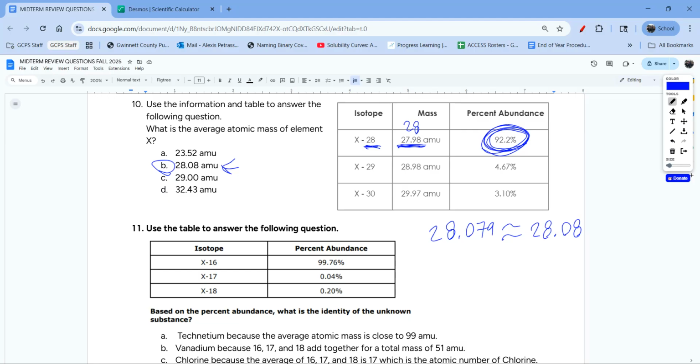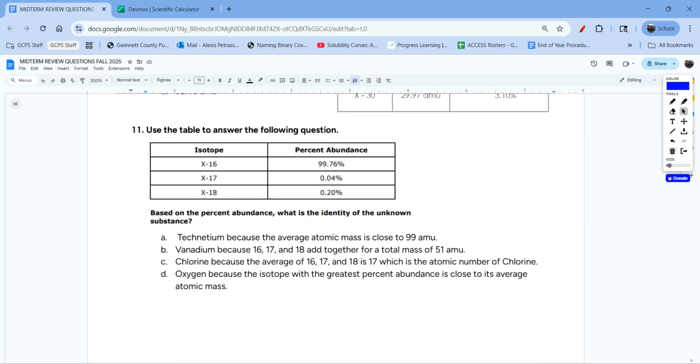All right, so you guys should be able to do, let's see, based on percent abundance, what is the identity of the unknown substance? Okay, let's see. You need to use your periodic table. And I'm going to focus on the isotope that has the largest percent abundance. And remember, this number means mass. So I'm going to look on my periodic table. I'm going to see which element has a mass of 16 or close to 16. Oh, look, oxygen does.